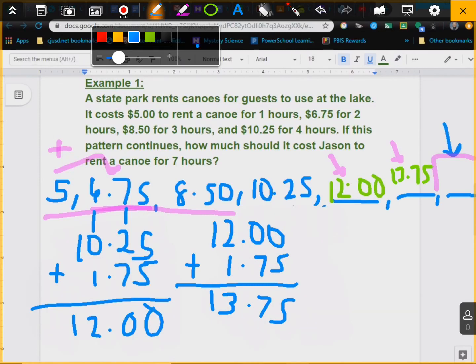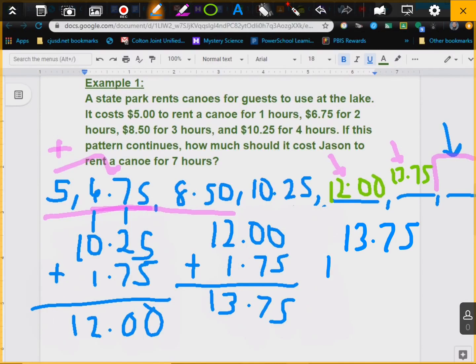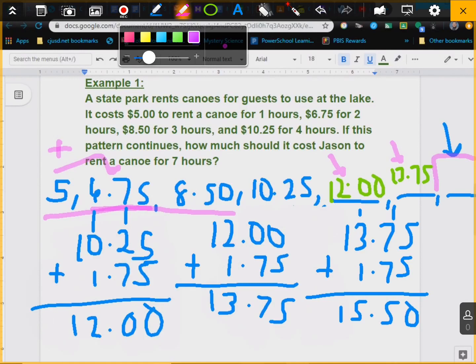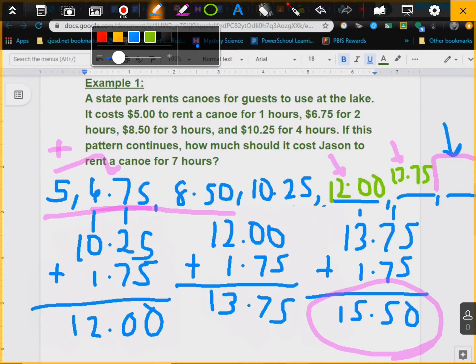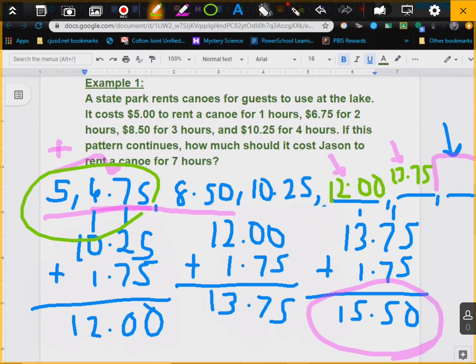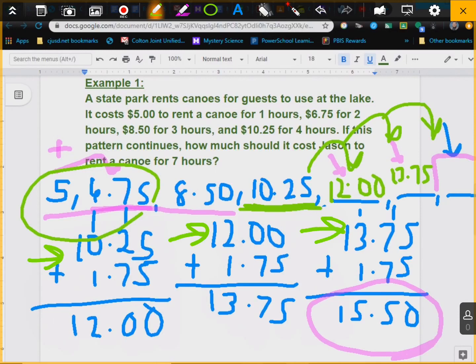And for the 7th and final hour, we take 13.75 and we add 1.75 again. And that's going to get us $15.50. So for 7 hours, it should cost Jason $15.50 to rent a canoe. All right. Once again, you have to write the terms in sequence. Since you know it's going up, you want to subtract 2 of the numbers to figure out how much it is going up by. Then, since it was only given for 4 hours, you have to find out how much it is for 5 hours, 6 hours, and 7 hours. And the way you do that is you just add 1.75 each time.